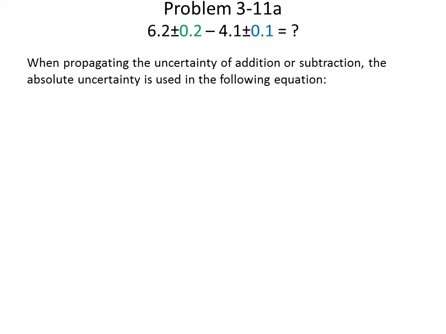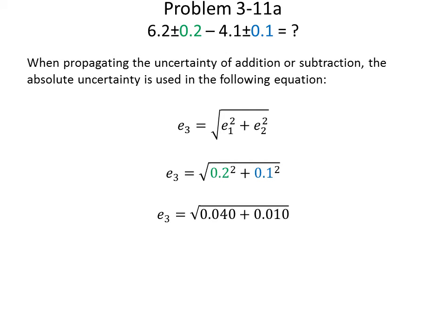When propagating the uncertainty of addition or subtraction, the absolute uncertainty is used in the following equation, where E3, the propagated uncertainty, is equal to the square root of the sum of each uncertainty squared. In this case, 0.2 is E1 and 0.1 is E2. When those numbers are squared, we have 0.04 plus 0.01, the sum of which is 0.05. The square root is 0.22.